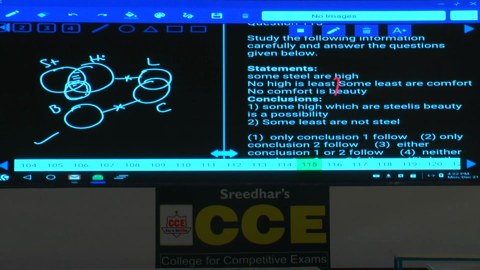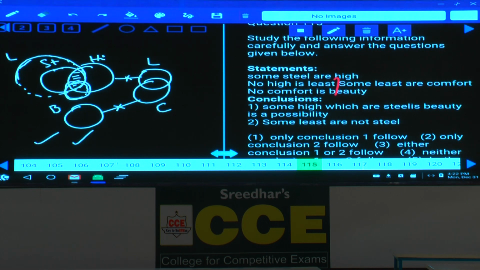And some least are not steel. Least is here, steel is here, so it is definitely true. Now we need to prove all steel are least. Tell me, is it really possible to draw all steel as least? Then, in order to make the second conclusion false, we should draw least like this.